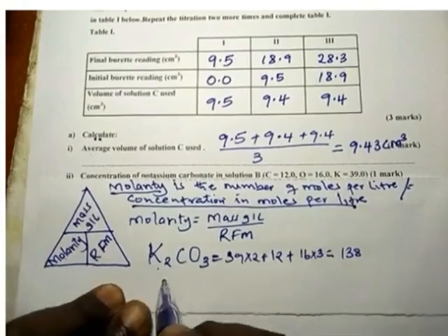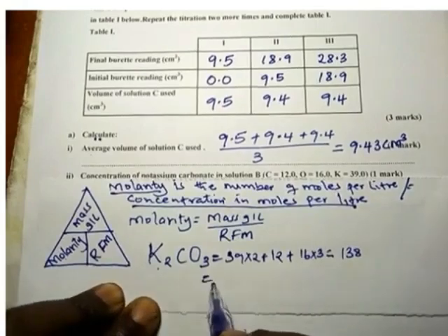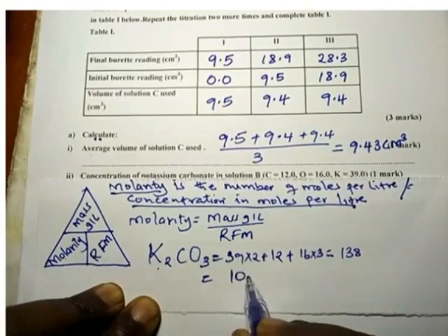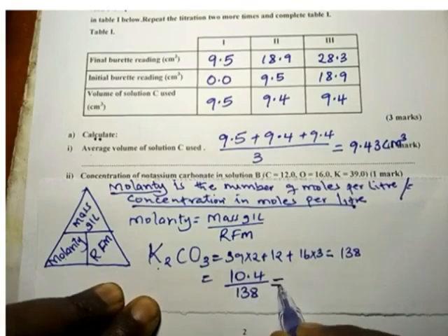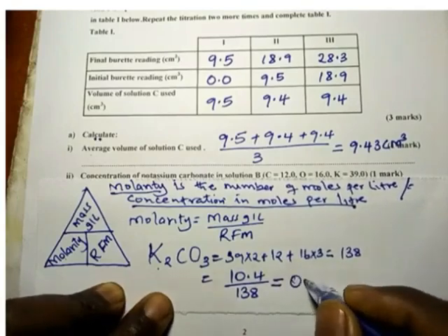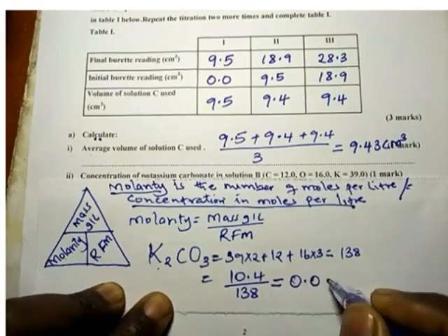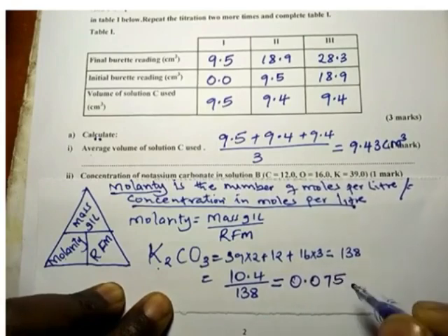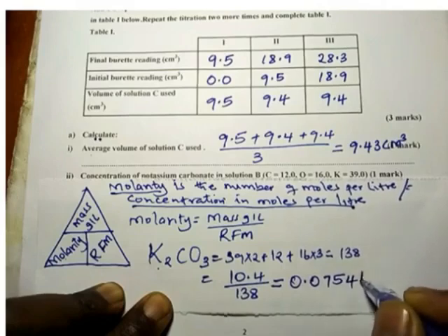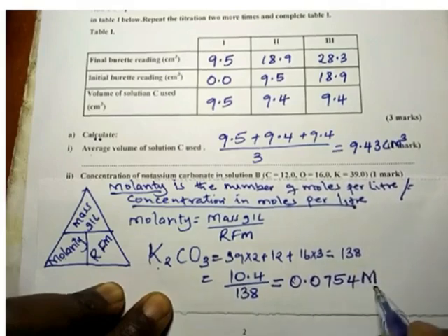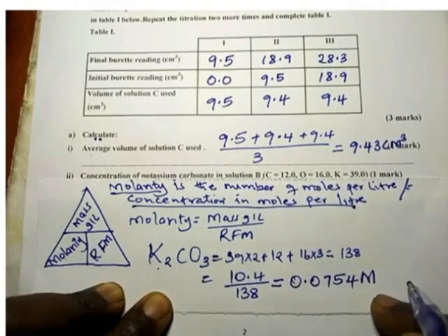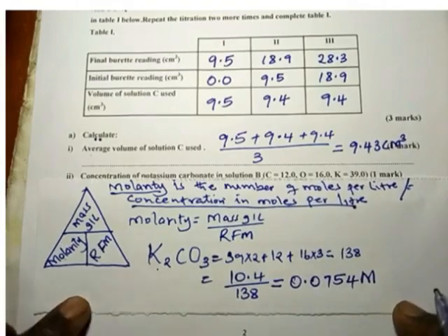Now, molarity is going to be mass, which is 10.4 divided by 138. And this one gives us 0.0075 for capital M. Capital M stands for molarity, and the molarity is the number of moles in 1 liter.